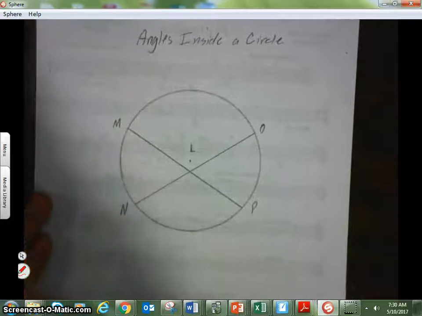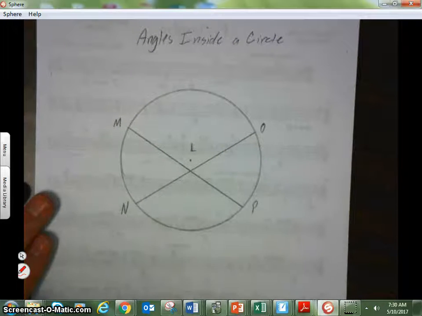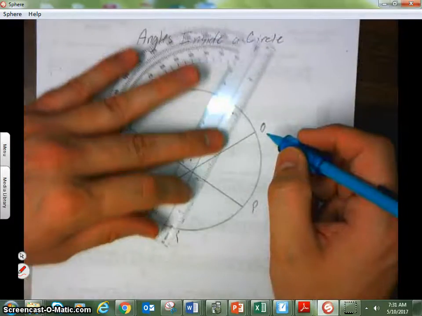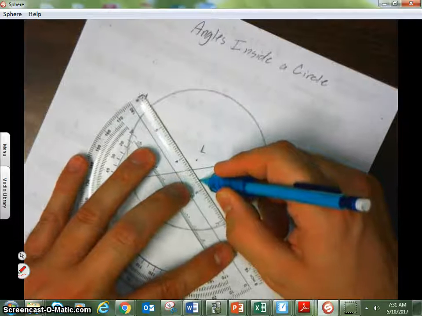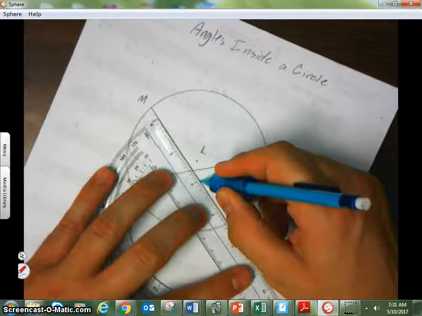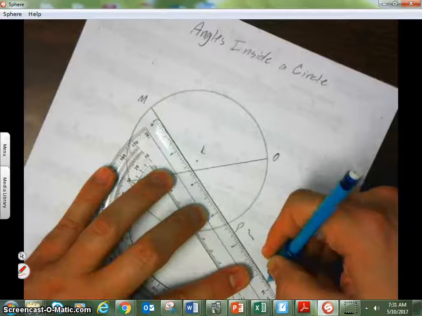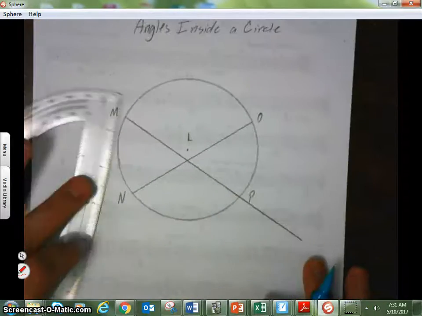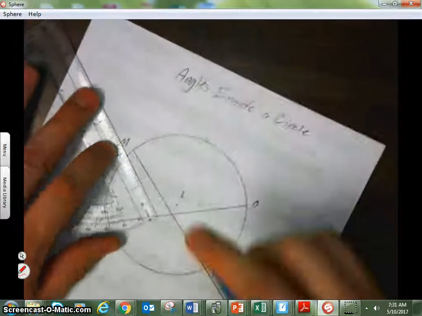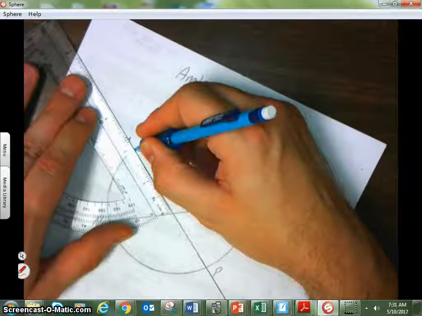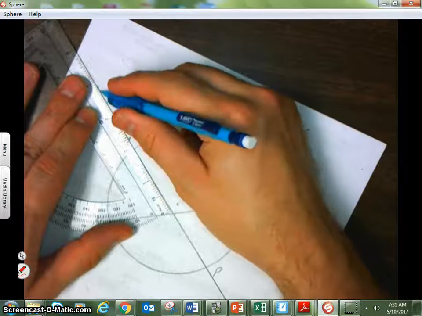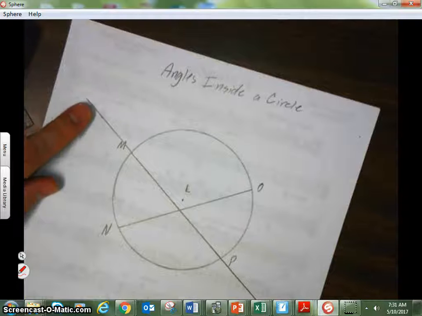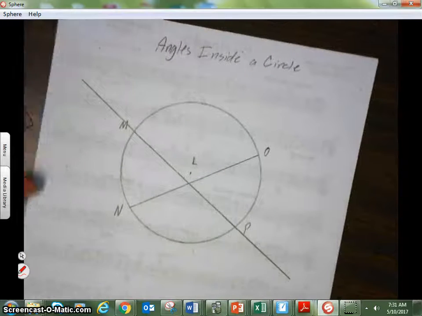Now, first of all, what I need to do is extend this. I know I said to make the figure big enough to measure some things on, but with the protractor that I'm using, I'm going to need to extend my lines out a little bit so that I can actually measure them. So we'll extend this side out here also. So really we're looking at just the chords, even though now I've made this one into a secant. That's not exactly what we want to do.